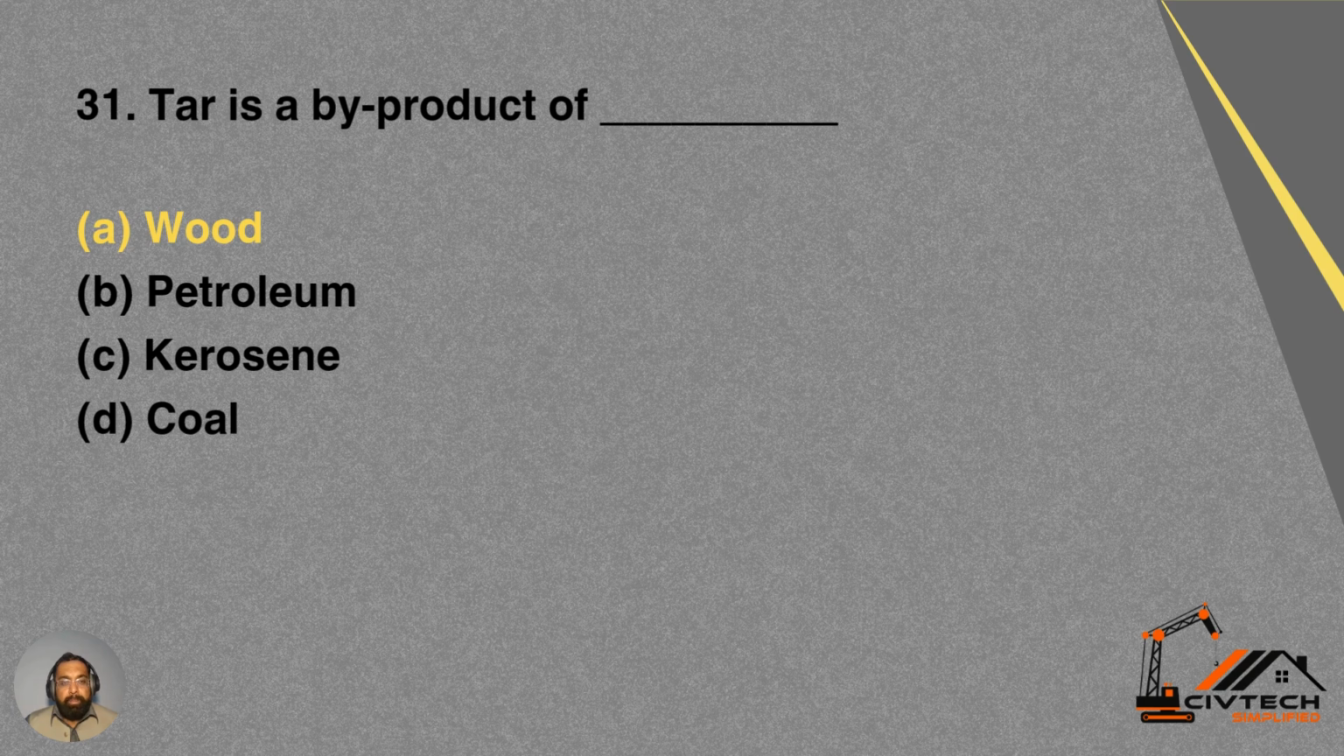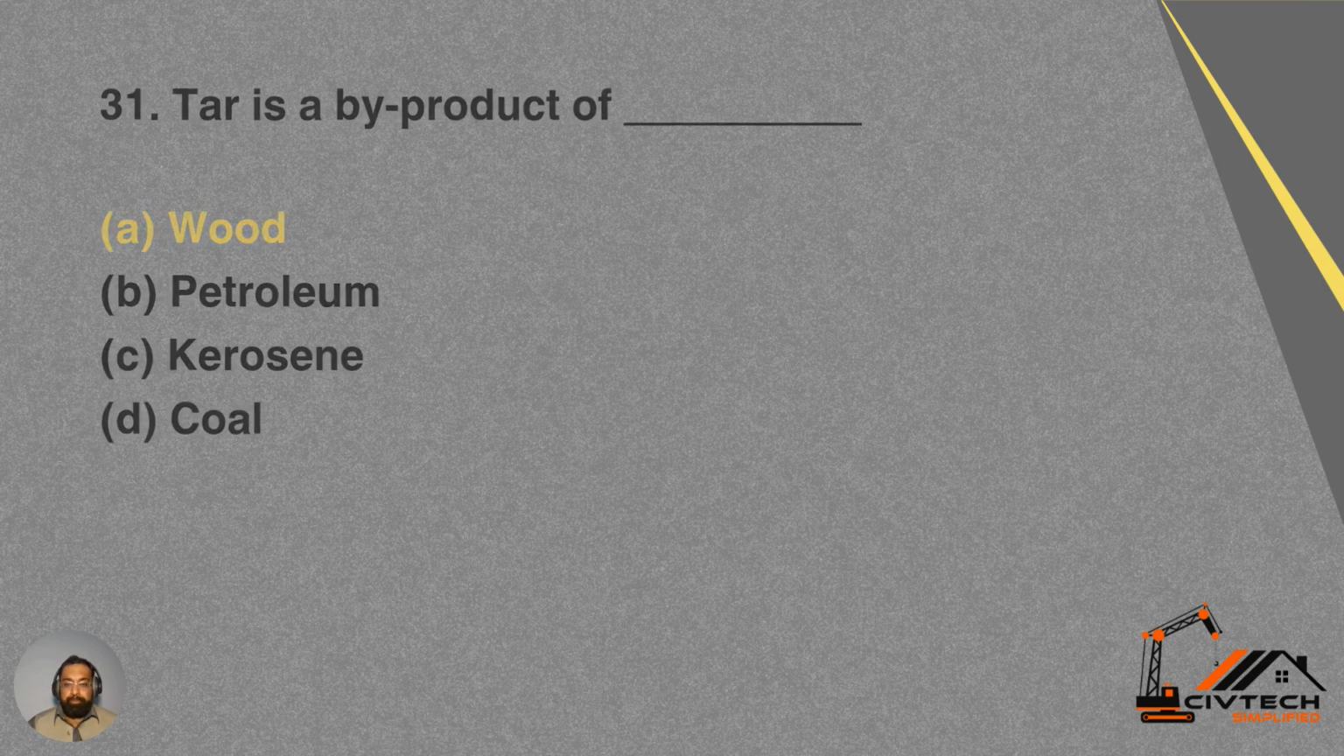Question 31. Tar is a byproduct of dash. What is the source of tar? Option A wood, option B petroleum, option C kerosene, option D coal. So tar is the wooden product. So A is the best suitable option for this question, which is wood.